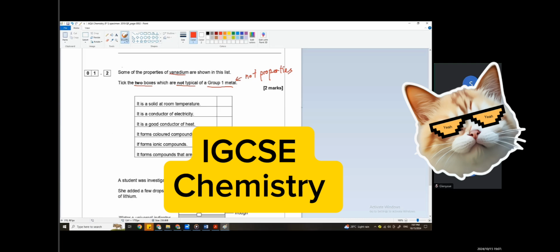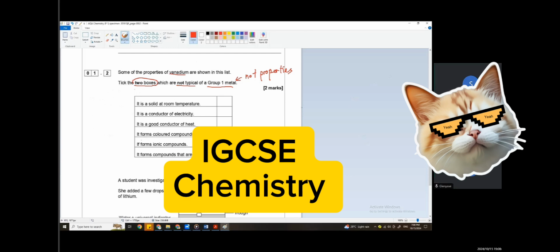Not typical of group 1 metals. Please turn on your speaker and camera and tell me what you think the answer is. Not the properties of group 1, 2 boxes. Glenys, can you hear me? Colored compounds and catalyst. Sorry, again, louder. Colored compounds and catalyst. Okay, colored compounds, and one more is catalyst.